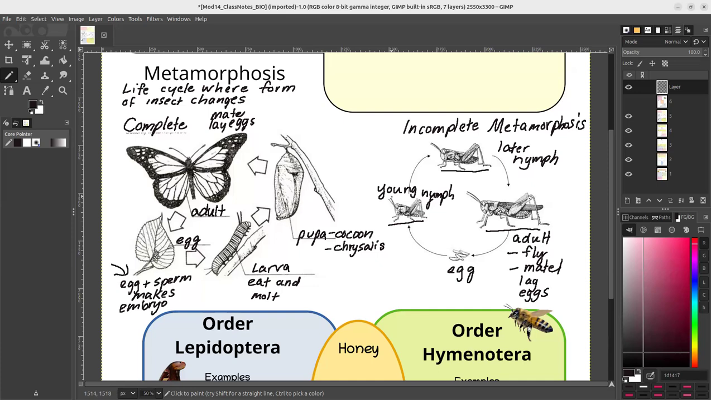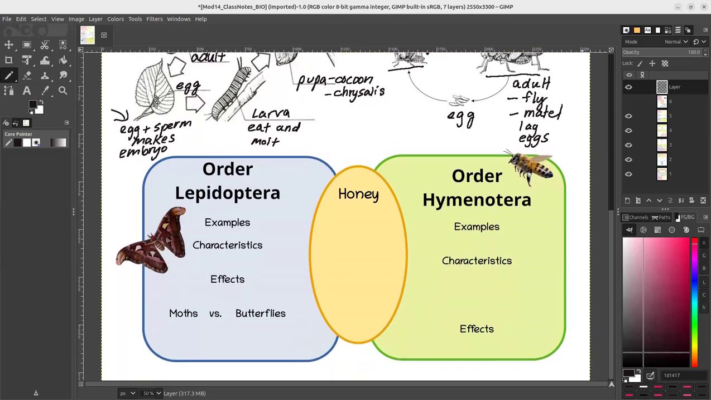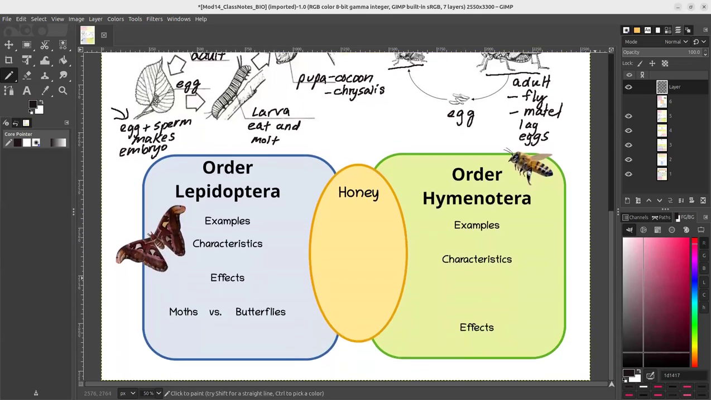Now, insects will do either incomplete metamorphosis or complete metamorphosis. That's one of the characteristics of an insect. So let's talk about some different orders of insects. Now, this is not all of the orders of insects. This is just a few that are more applicable to us and interesting, but there are many, many more.